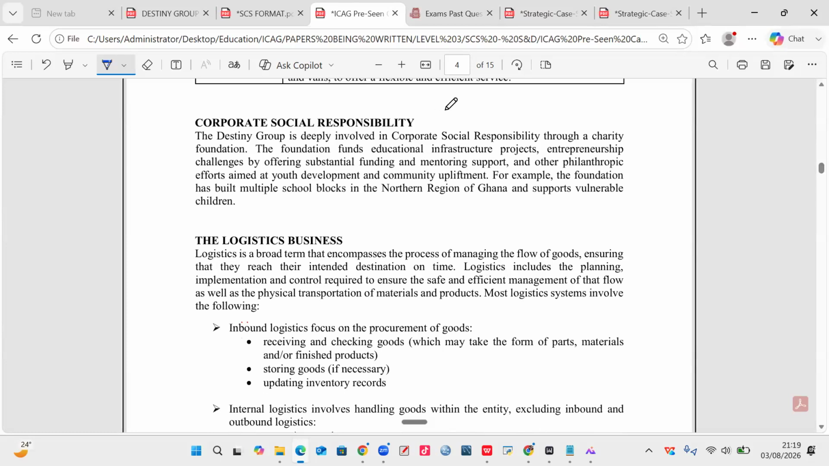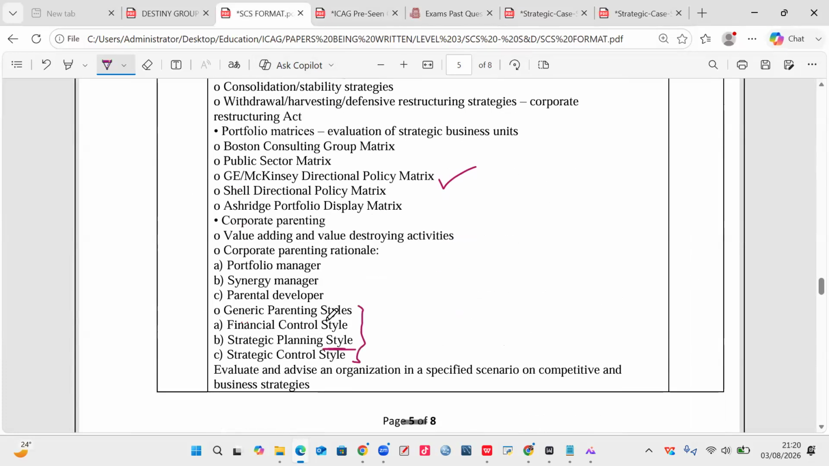Here too, we have CSR. Okay, quick moment. We have CSR. So immediately we see CSR, we know they can ask a question on corporate social responsibility. So we prepare for it. They've built multiple schools in Northern Region Ghana. So I'm expecting that they ask a question on CSR because it's also in the format. CSR is also in the format somewhere.